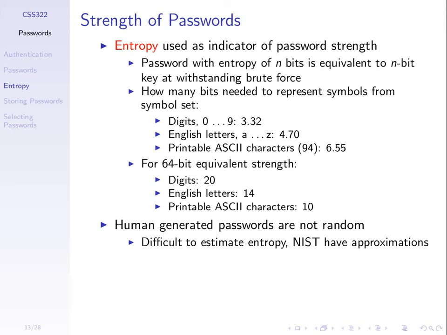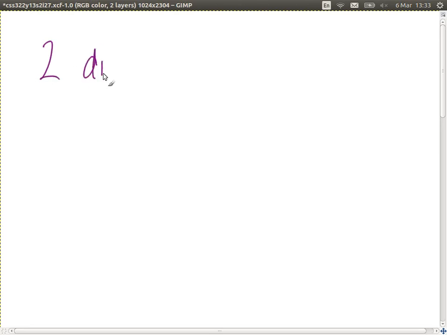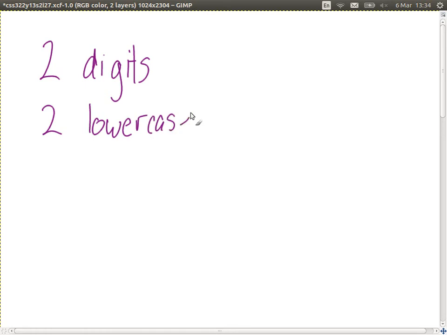If a password, so look at that slide, if a password was made up of, let's say, a random password, but it had to have 2 digits, it had to contain 2 English characters, lowercase. They must be 2 lowercase English characters, and maybe any 2 of the 94 characters on the keyboard. I'll say 2 printable characters. What's the entropy of that password?